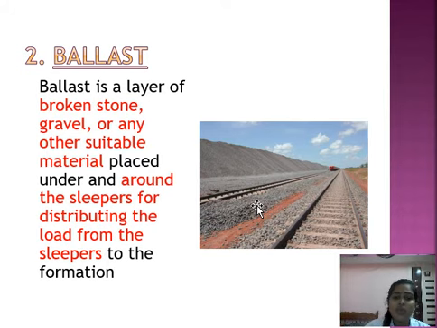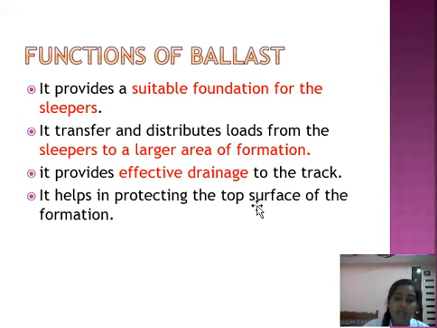So what is the use of this ballast? This ballast transmits the load to the formation, that is, to the subgrade or to the ground. That is called ballast. So what are the functions of ballast? It provides a suitable foundation for the railway track or for the sleepers, and it transfers and distributes the load to the formation. It provides effective drainage to the track also. It helps in protecting the top surface of the formation. These are the functions of ballast.